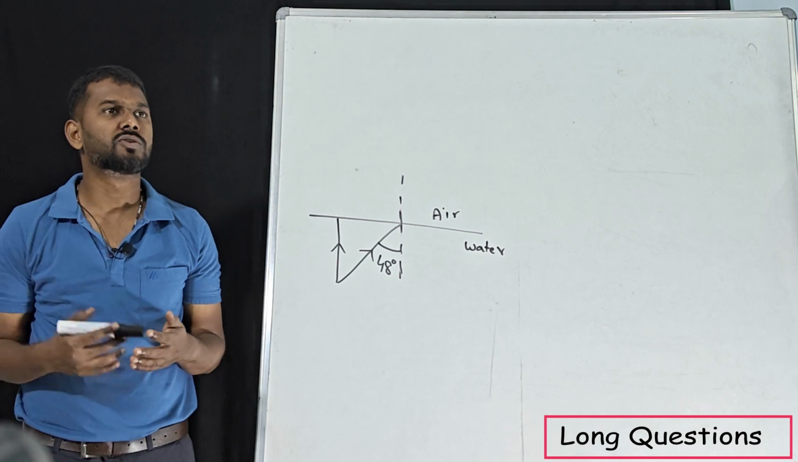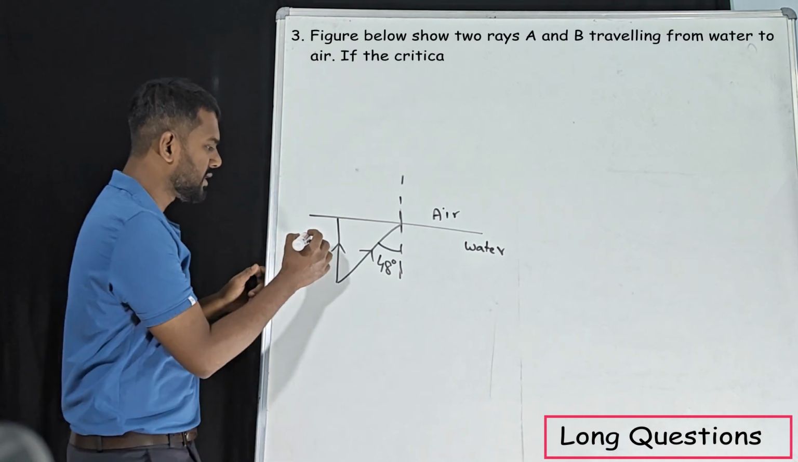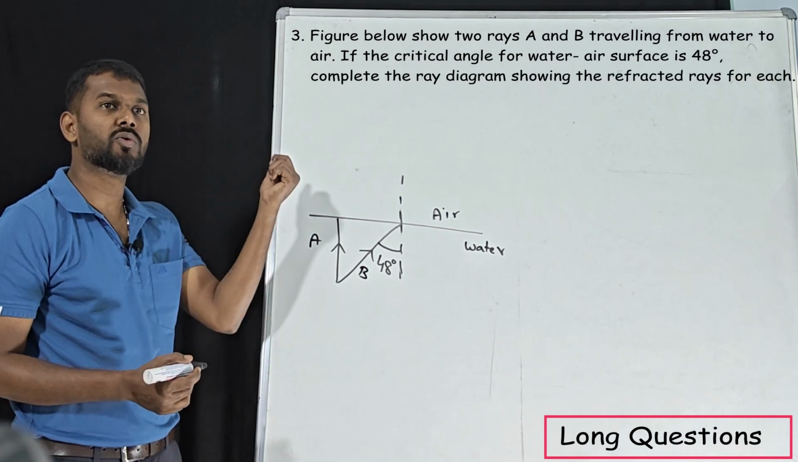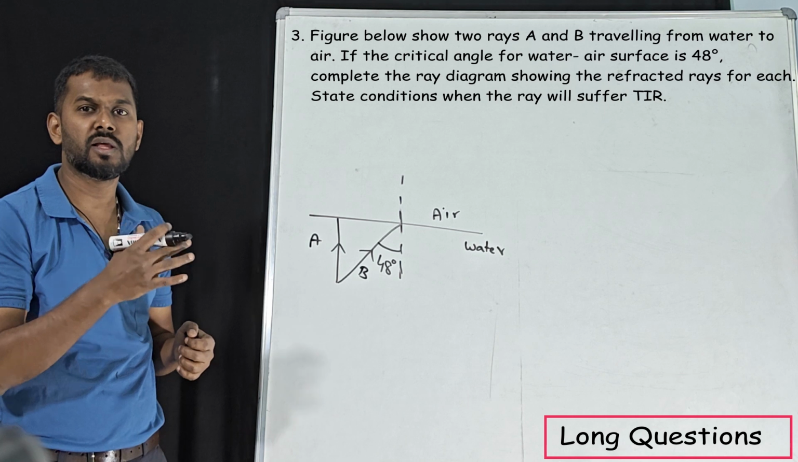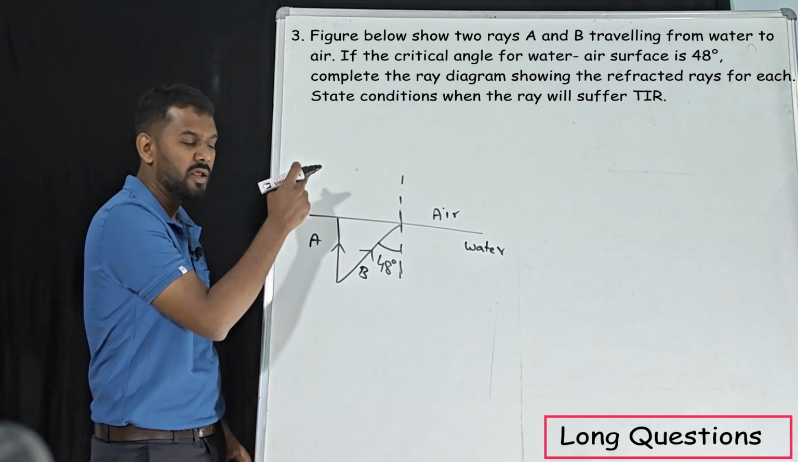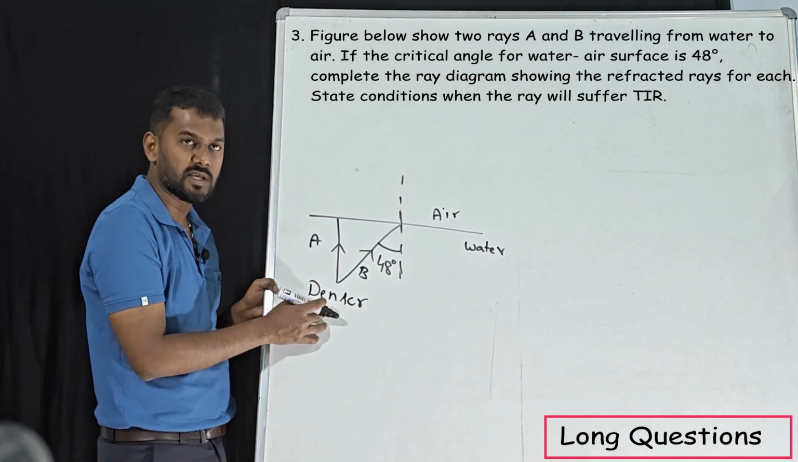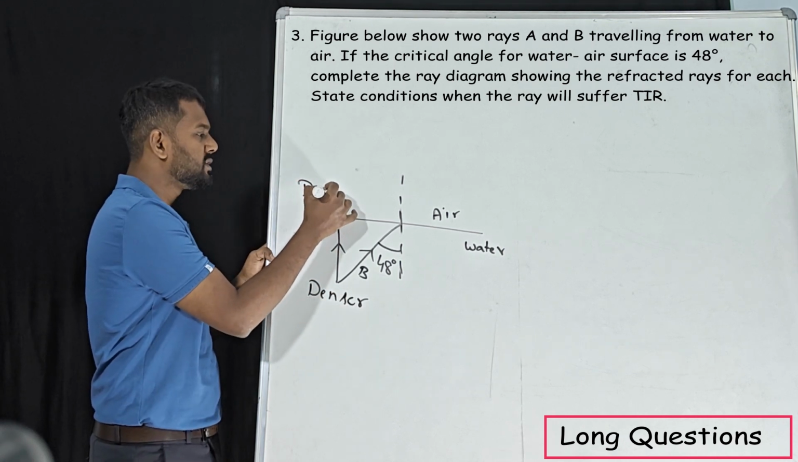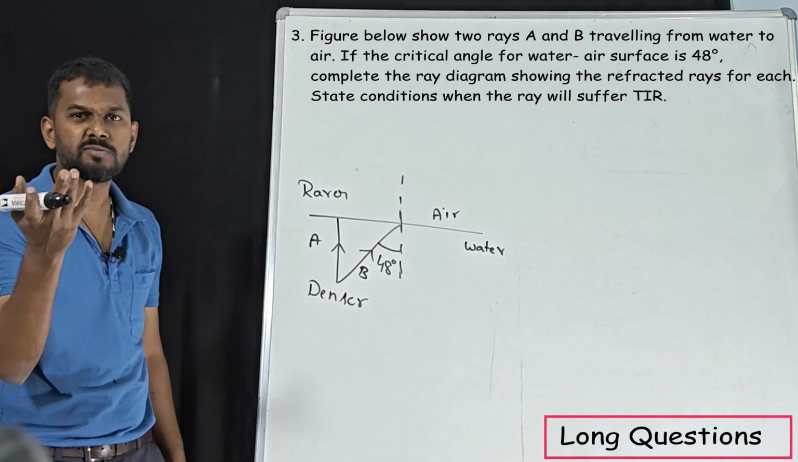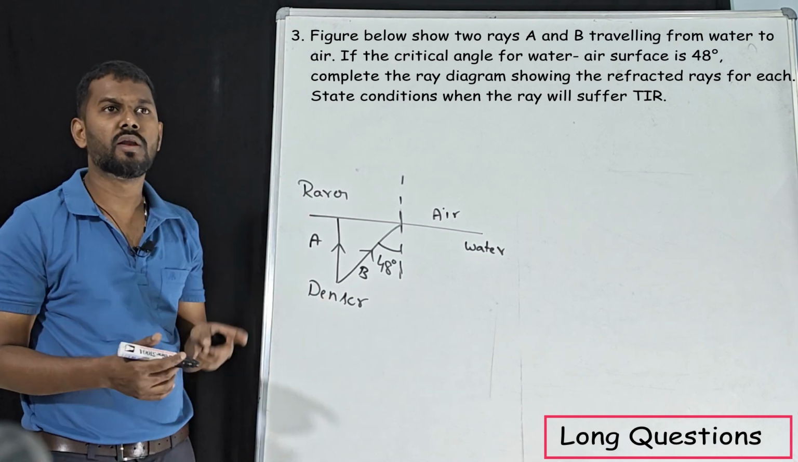That's it. Our next question: the figure below shows two rays A and B, this is A and this is B, traveling from water to air. So here analyzing the medium is very much important. The ray is coming from water to air, so that means it is passing from a denser medium. Water is denser compared to air, so air is the rarer medium. This is the important thing. They have not specified directly denser to rarer medium, but water to air is nothing but denser to rarer medium.